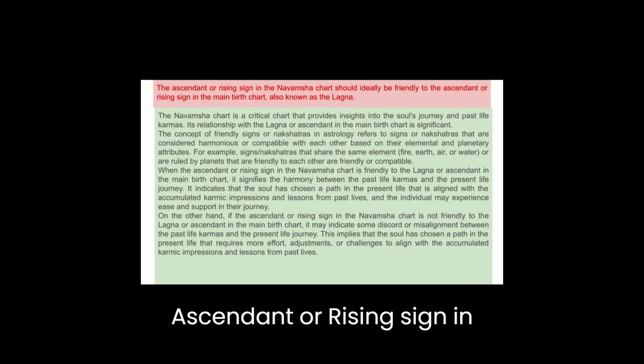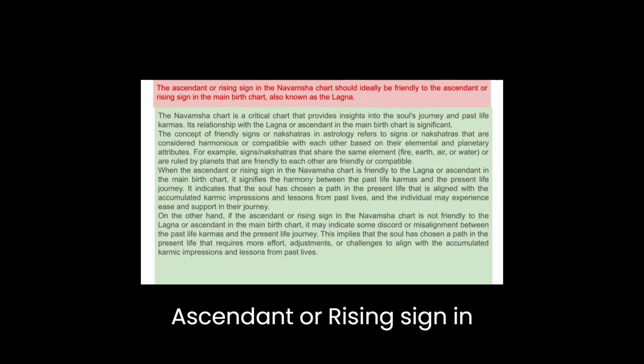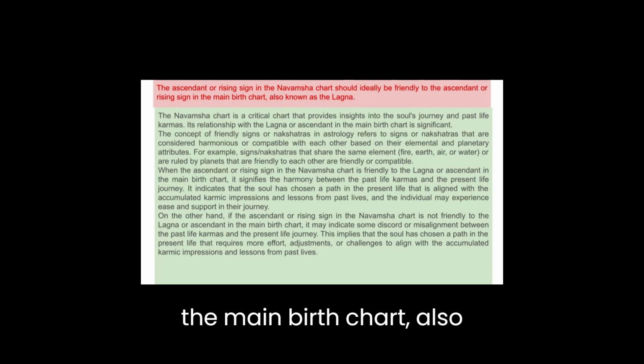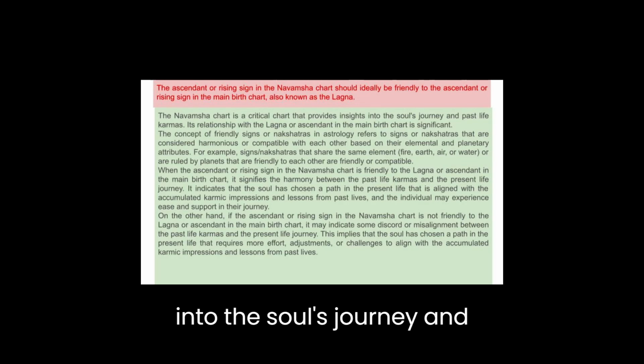The ascendant or rising sign in the Navamsha chart should ideally be friendly to the ascendant or rising sign in the main birth chart, also known as the Lagna. The Navamsha chart is a critical chart that provides insights into the soul's journey and past life karmas. Its relationship with the Lagna or ascendant in the main birth chart is significant.